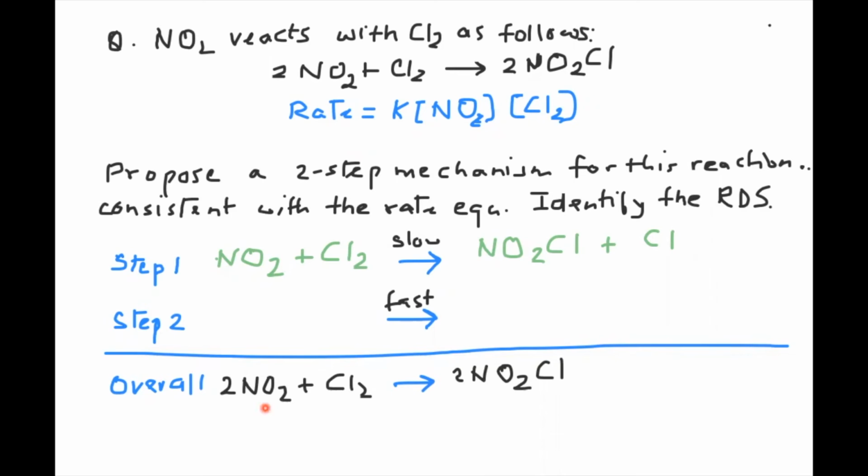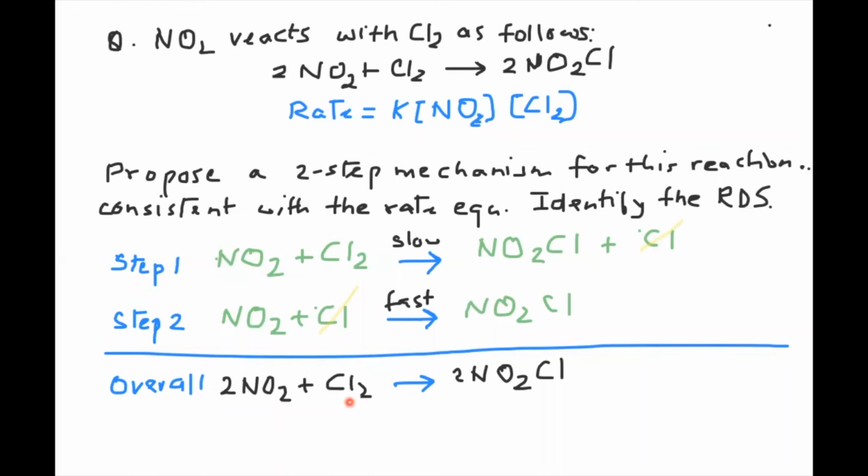To solve step 2, first let's look at the overall equation. So we can see that the overall equation has a second mole of NO2. So let's put that on the left. And then let's put the chlorine radical from step 1 on the left in step 2. So they will cancel out and the chlorine radical won't appear in the overall equation. Then let's use a NO2 and Cl to make another mole of NO2Cl, because we have 2 moles of NO2Cl in the overall equation.